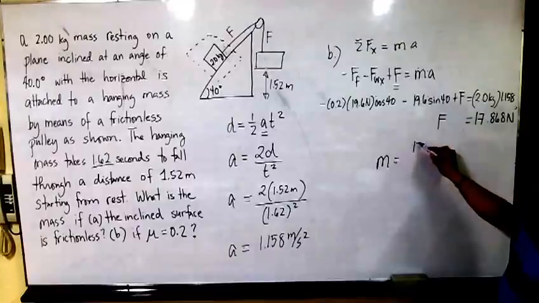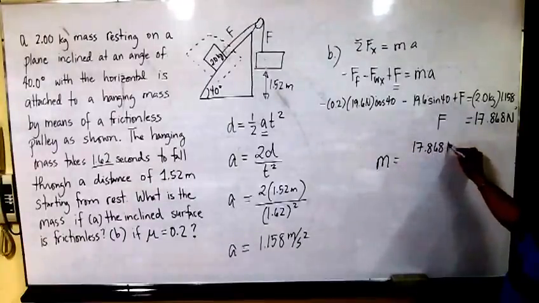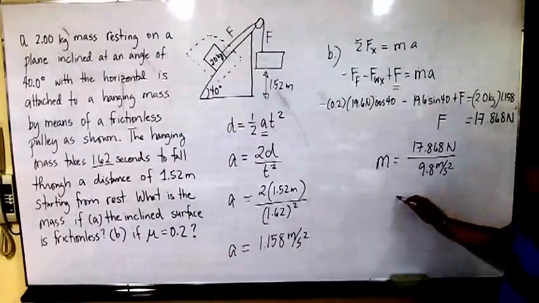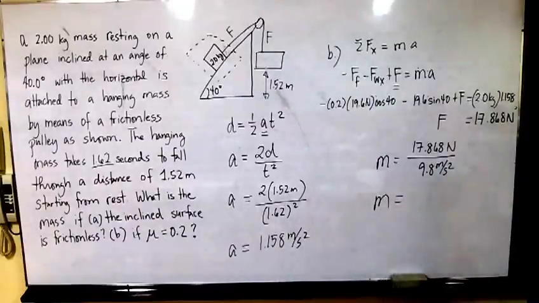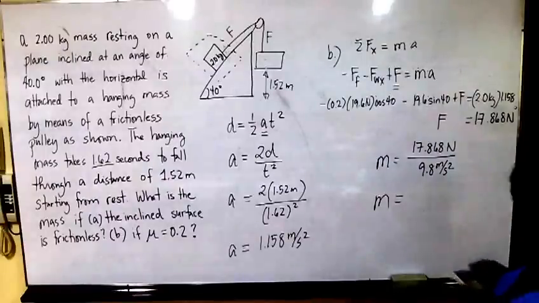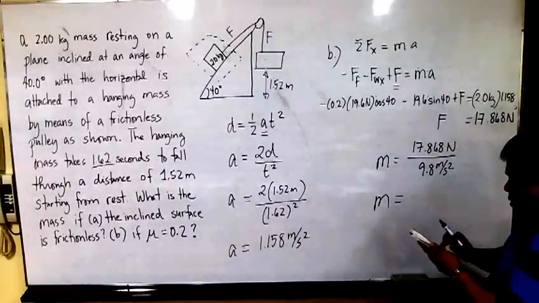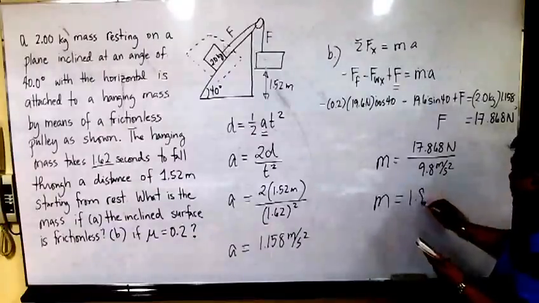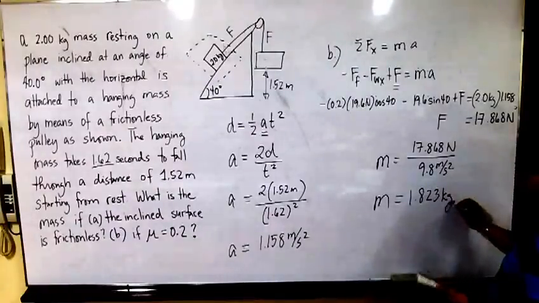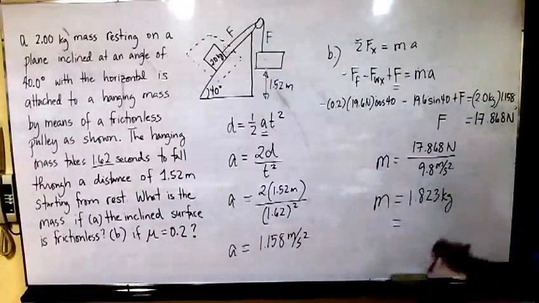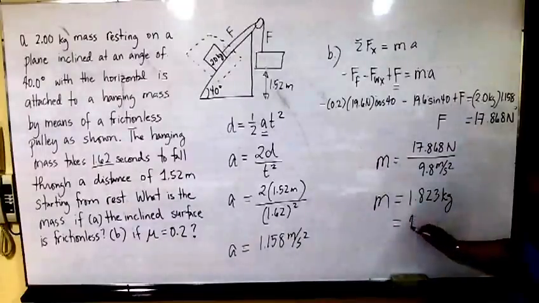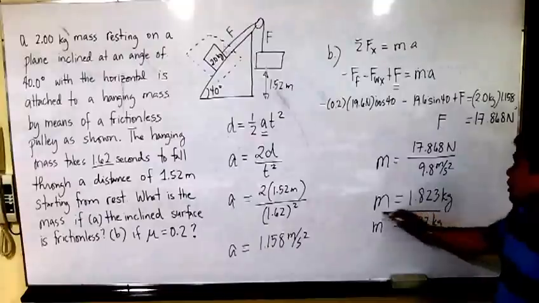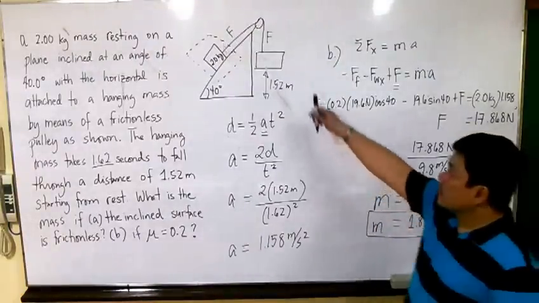Then we can now solve for the mass. Mass is equal to 17.868 newtons divided by 9.8 meters per second squared. Solving for m, we get 1.823 kilograms. We round this off to 3 significant digits. We get 1.82 kilograms. This would be the mass of this hanging block.